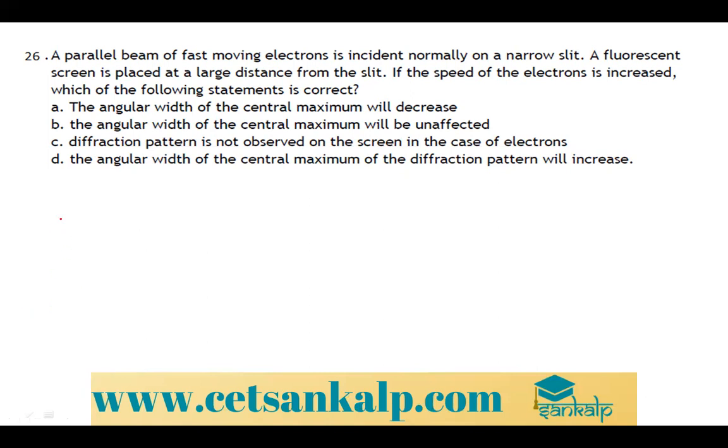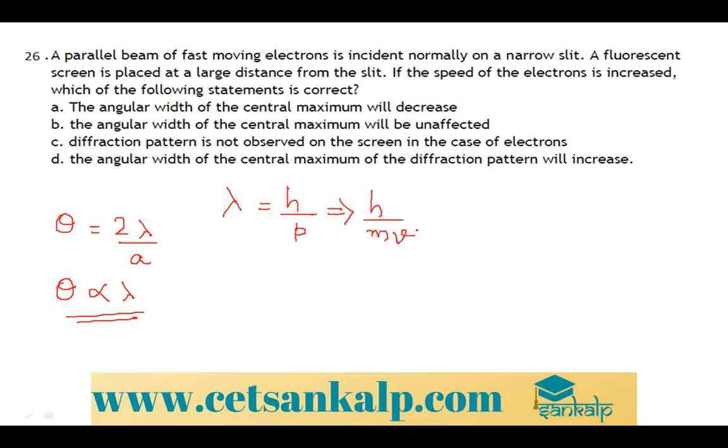Angular width is given as theta is equal to 2 lambda divided by a. Here I have to find the relation that theta is directly proportional to lambda. Now for electrons, we discuss in terms of de Broglie. So lambda is equal to h by p. P is nothing but momentum, that is h divided by m into v.